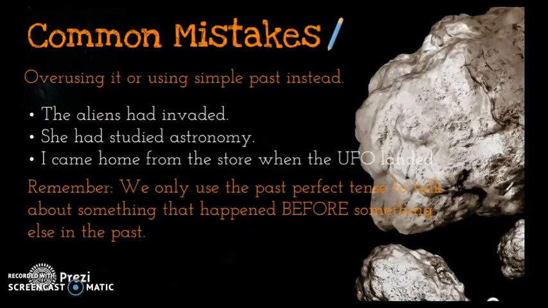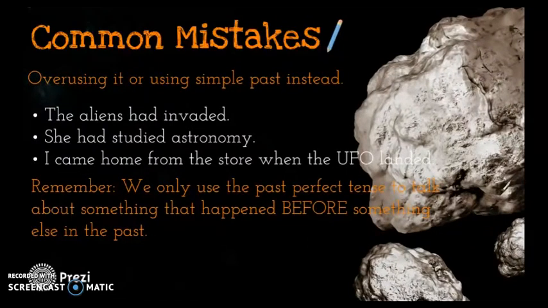In the third example, I came home from the store when the UFO landed. Past perfect is necessary here because there are two events that happened in a specific order. Using past perfect would show which event occurred first. Remember, we only use the past perfect tense to talk about something that happened before something else in the past. Now, pause the video and complete exercise 5.